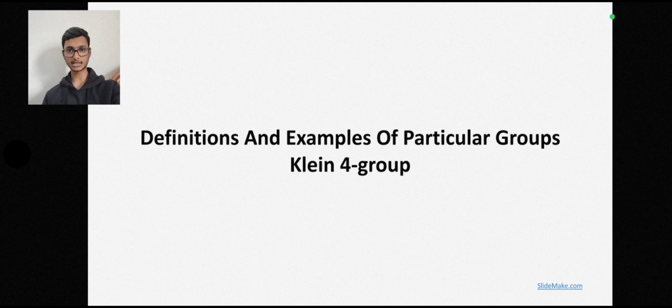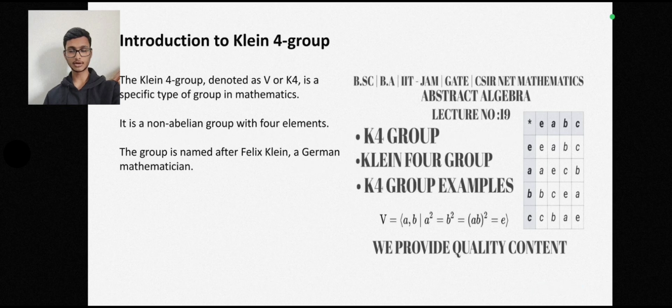Subject is Discrete Mathematics. Today, the main topic of our presentation is definitions and example of a particular group, that is Klein 4 group. So, introduction to Klein 4 group. The Klein 4 group, denoted as V or K4, is a specific type of group in mathematics. It is a non-abelian group with 4 elements.